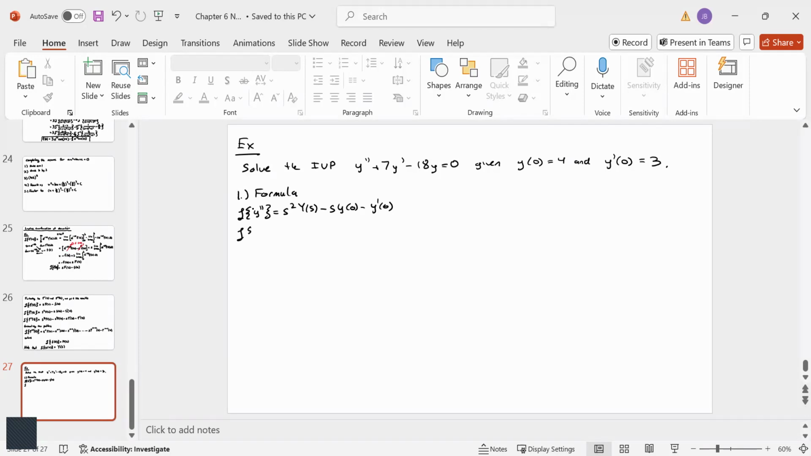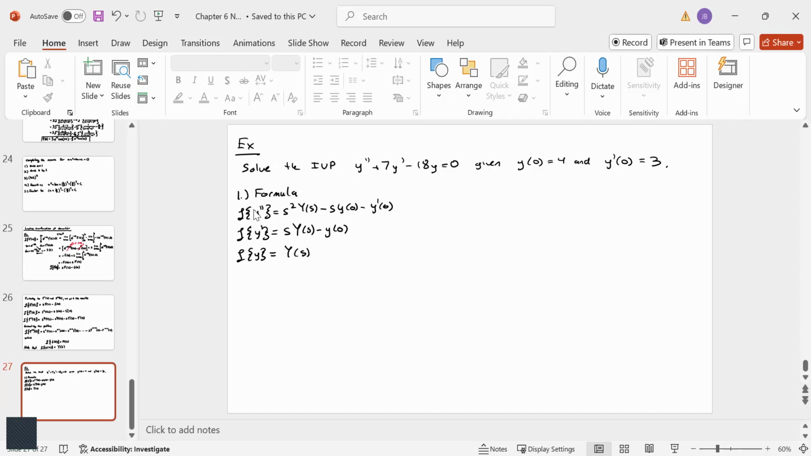And then y prime is going to be equal to, it's very similar to that one, s Y of s minus y of 0. And then the Laplace transformation of y is a trick question. It's just Y of s. It's a Laplace transformation, right? So don't overthink that one. I've seen people mess that one up before.